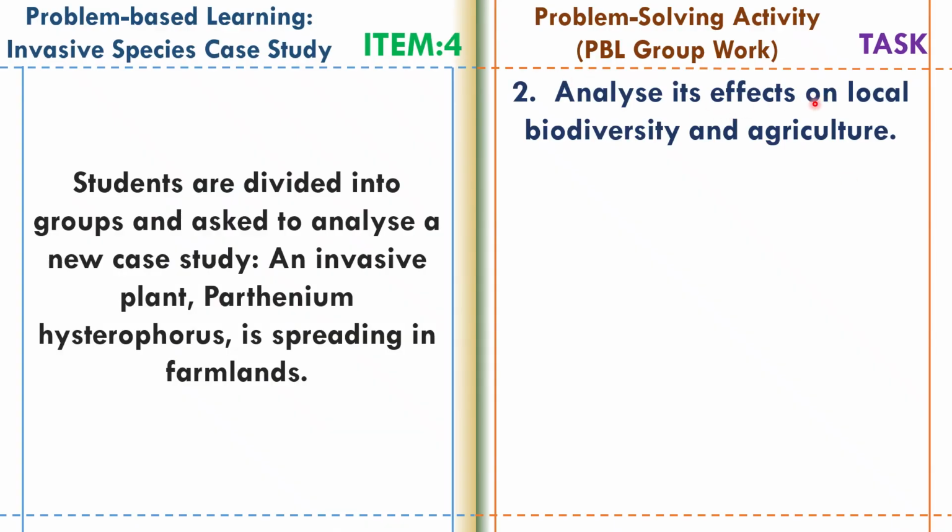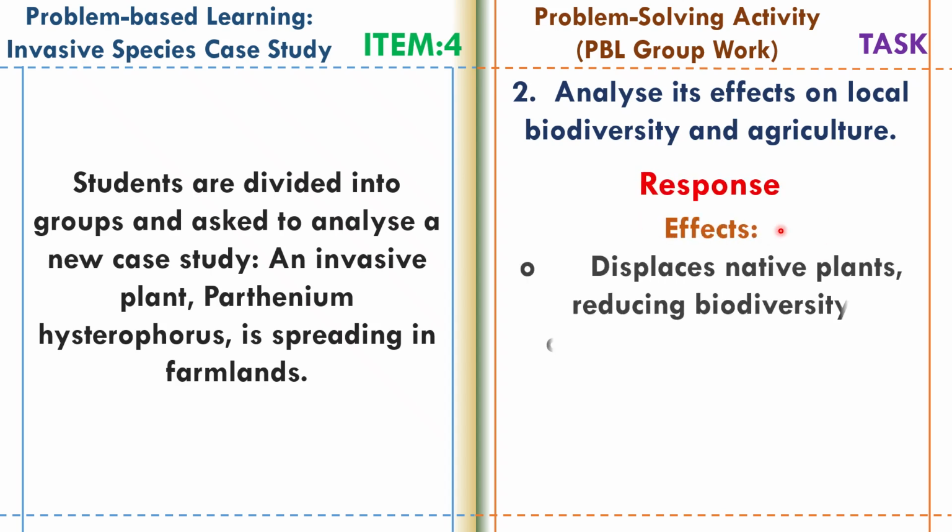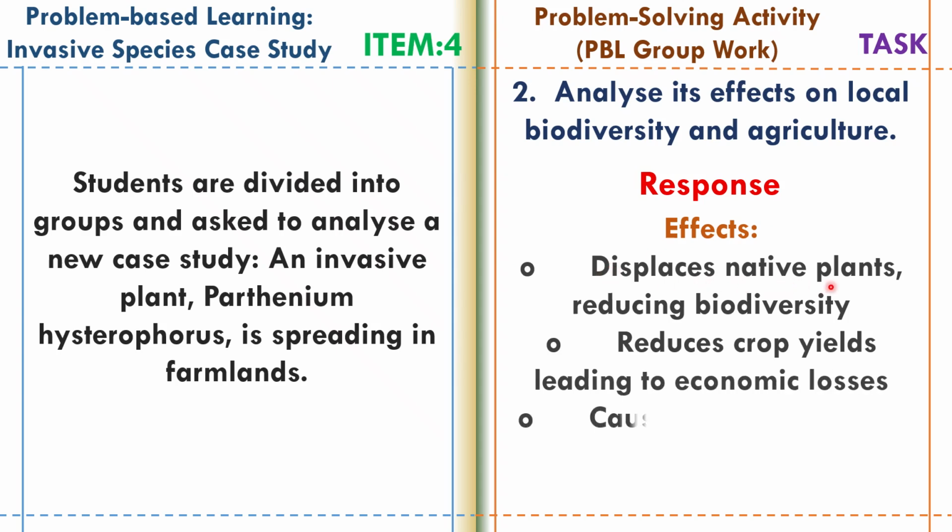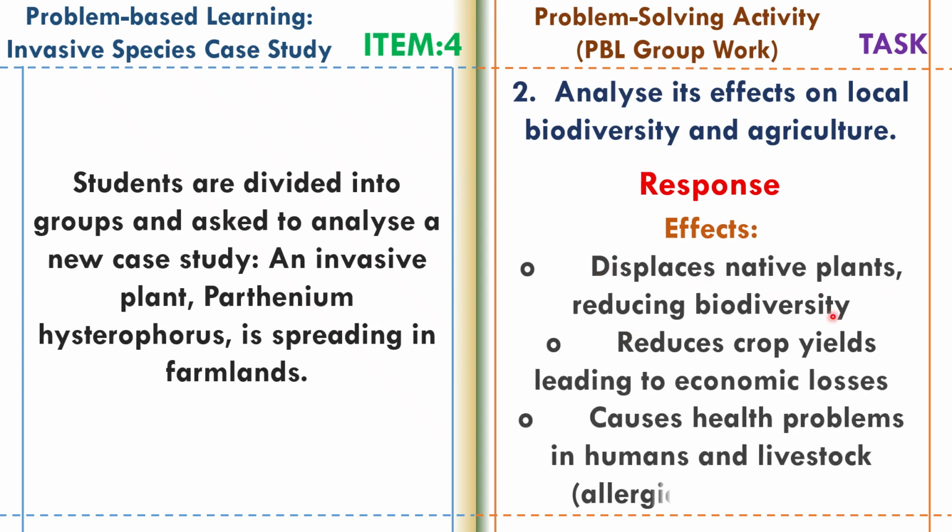Analyze its effect on local biodiversity and agriculture. Effects: it displaces native plants, reducing biodiversity, reduces crop yields, leading to economic losses, causes health problems in humans and livestock, allergies, dermatitis, among many others.